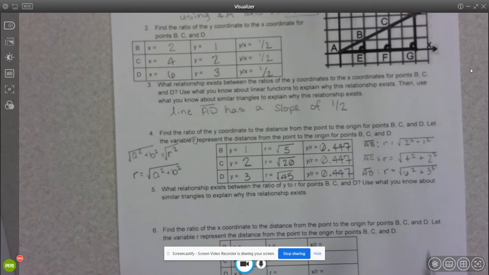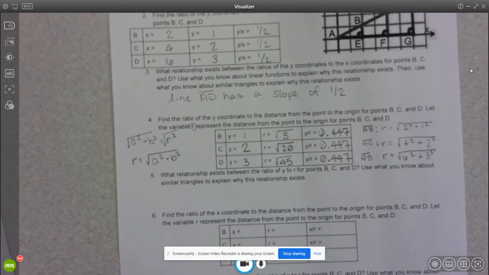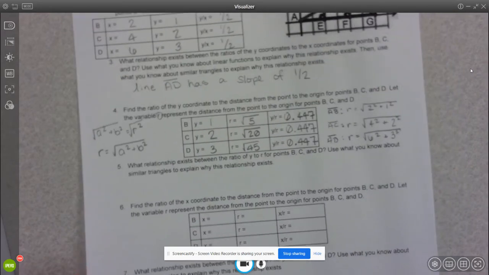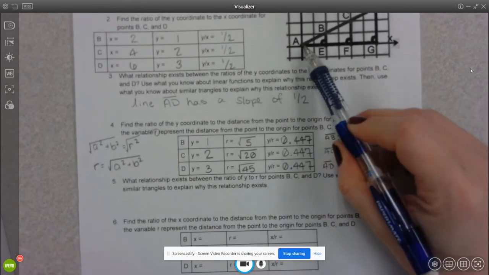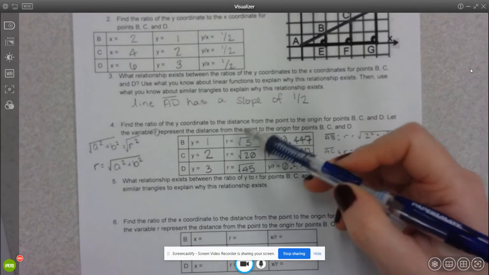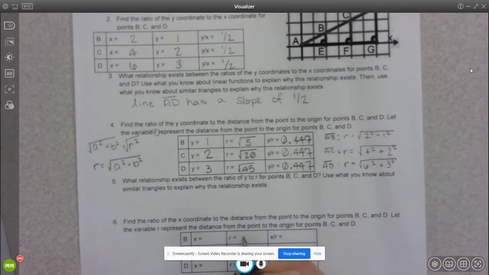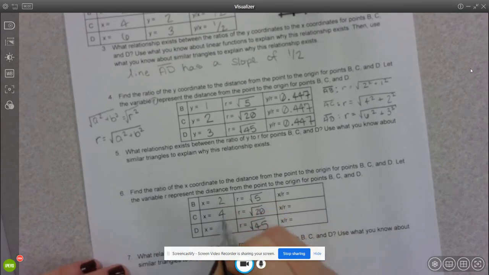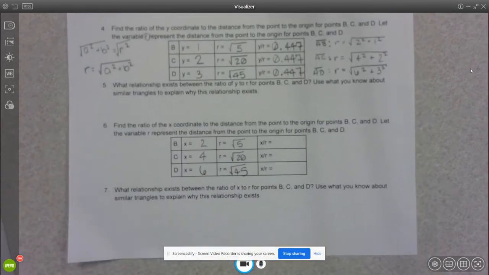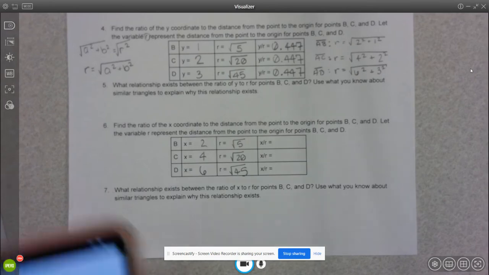Again, I'm not going to write that all out, but as long as you put something in that ballpark, you're good to go. All right, last but not least, now I'm taking the x value and r, the distance from A to B, C, or D, which we already have. So I'm going to go ahead and fill those in. And then my x values were 2, 4, and 6. Now I'm going to find these ratios.